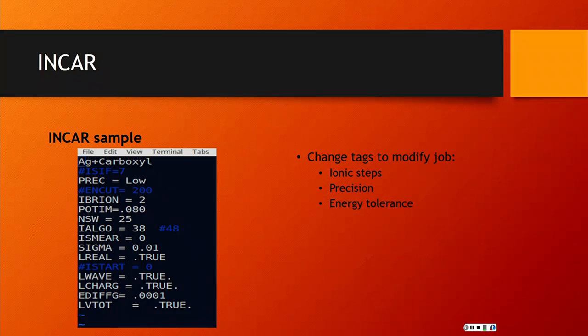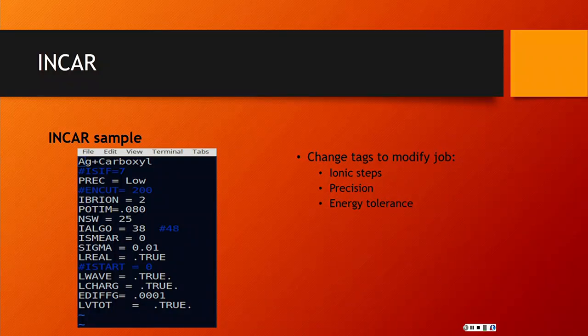Up here, it says ISIF. That lets you control whether or not you're going to calculate forces, whether or not you're going to let the positions of your ions get updated, and whether or not you can let the box relax in whatever way. Box, by that I mean how much vacuum you have around the molecule. Precision, that's fairly obvious. It tells you something about how precise your calculations are going to be.